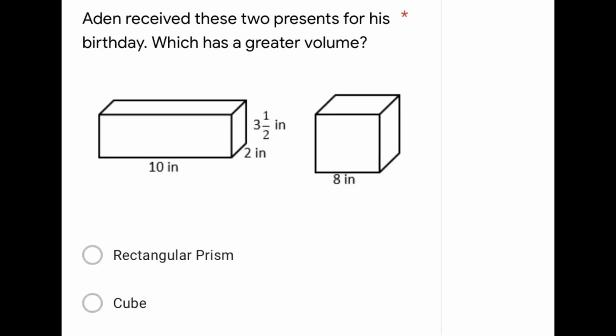Aiden received these 2 presents for his birthday. Which has a greater volume? For both of these, we are finding volume. We will find the volume of figure number 1. Volume equals base times width times height. You can go ahead and fill in your base times your width times your height.